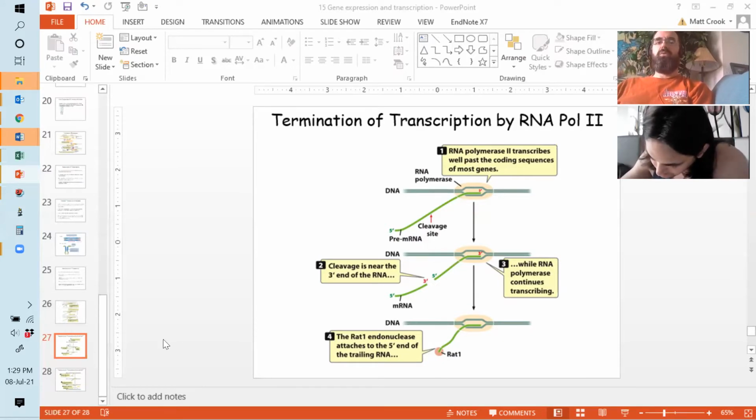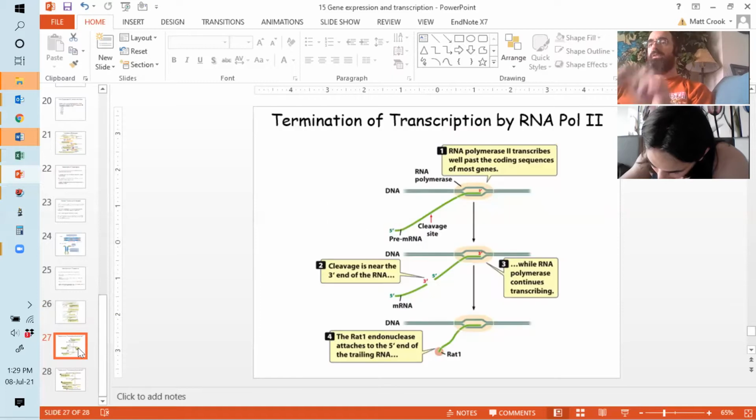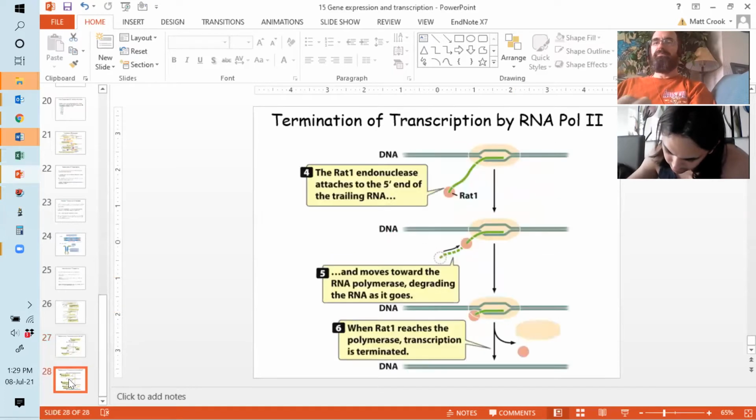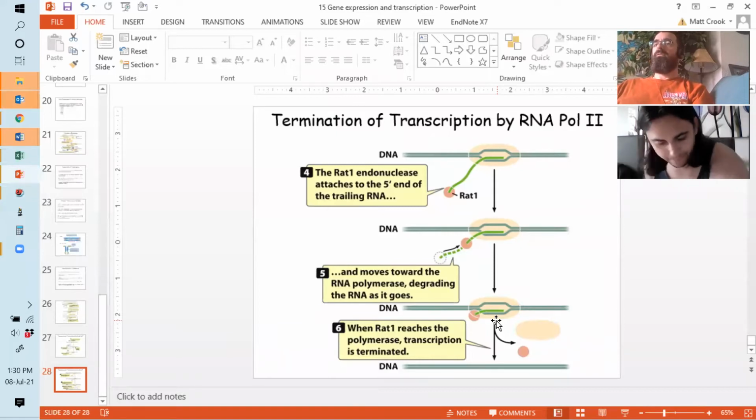And so similar to Rho, right? Rho plays a kind of catch-up game. Rat1 also plays a catch-up game. And its job is trying to catch up to RNA polymerase before RNA polymerase transcribes too much DNA. And as soon as Rat1 reaches the RNA polymerase, it kind of forces its way in. And as with Rho, kicks off the RNA polymerase from the DNA. So transcription is terminated.